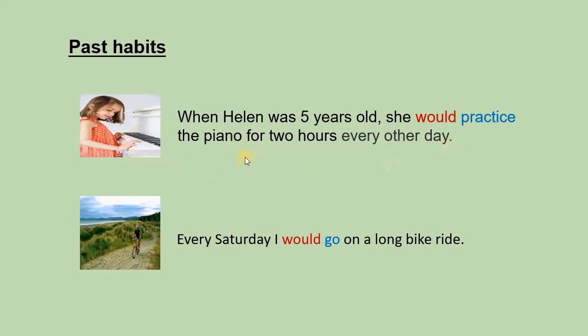Notice that this is an action in the past because we have was. This means that she would practice regularly in the past every other day. She would practice regularly the piano for 2 hours every other day. That is in the past. So we use would and the base form to describe what she did in the past. Okay, next here. Every Saturday, I would go on a long bike ride.